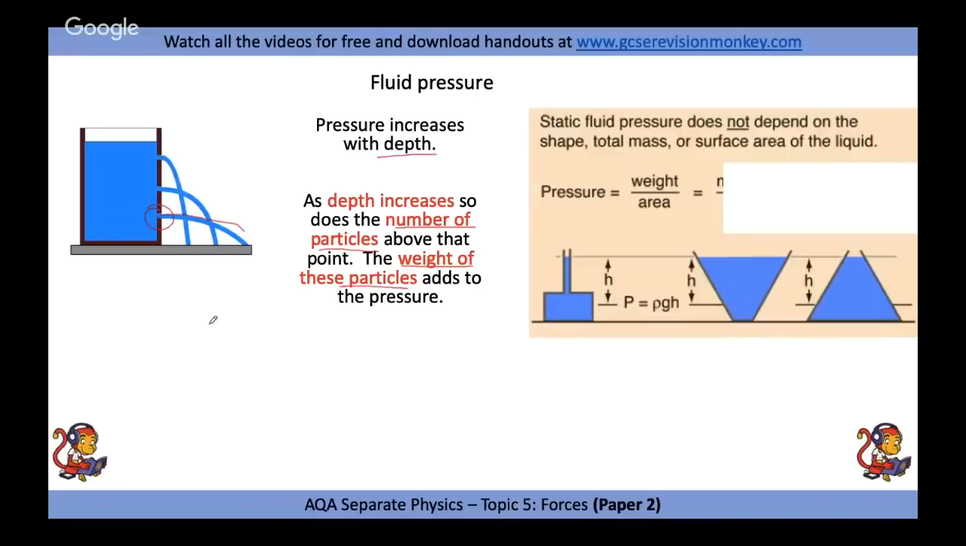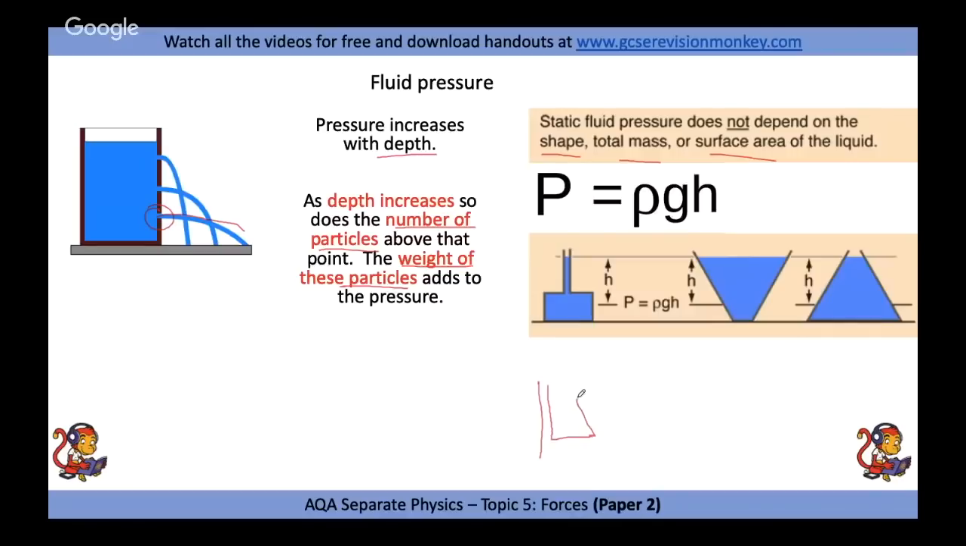Now, static fluid pressure does not depend on the shape, the total mass, or the surface area of the liquid. We've seen a GCSE question where you have three weird shaped containers all connected together, and it showed you the level of water in one of them, and it wanted you to show the level of water in them all. The level of the water will be exactly the same because the pressure will be exactly the same, because pressure isn't dependent on the shape of the container.